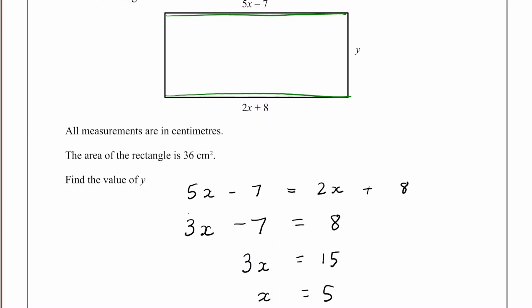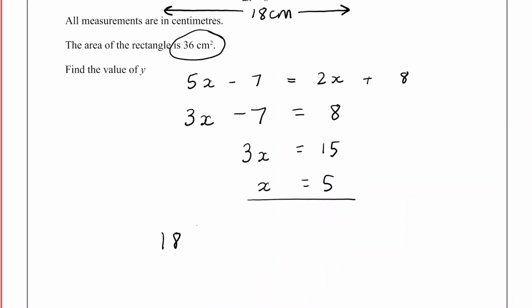X is 5. If x is 5, what is the length? So 2 5s plus 8 makes 18 centimeters. And the same should work for the other one. So 5 5s, 25, take away 7 is also 18. So it's 18 times y is the area, and that equals 36. So 18 times y equals 36. Y must be 2.